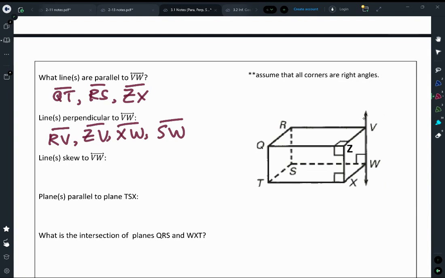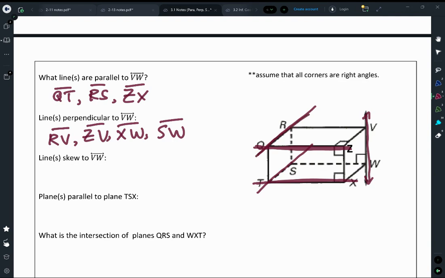Lines skew to VW. So here's VW, and then we want to know skew. So this is going to be lines that don't cross and aren't parallel. So if I look at this line over here, it's not parallel and it doesn't intersect. And then I've got, let's see, this one right here. Same thing, doesn't cross, not parallel. I've got this one in the front right here. That's another one. And I've got this one. So I've got 4 that are never going to cross it but also aren't parallel.